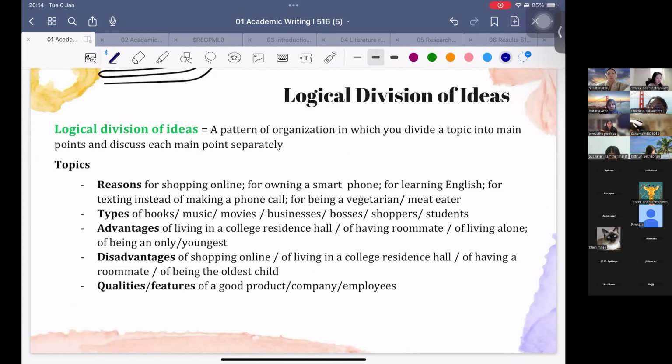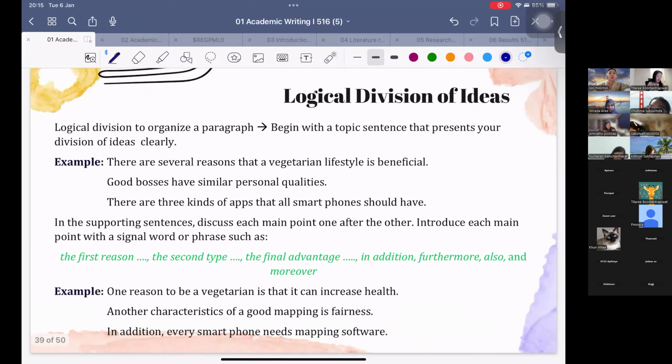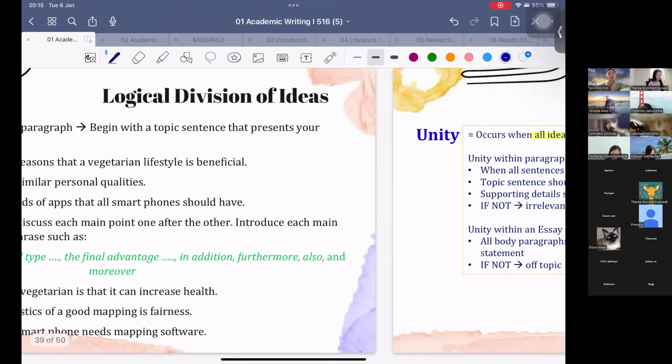This one is just an example of how, when you write essays, they often fall into categories of talking about reasons, types, advantages, disadvantages, and qualities or features. So these are just examples, ignore this. And this is an example of how you can start with reasons, like the first reason, example, this and that. So I'm going to remove this.